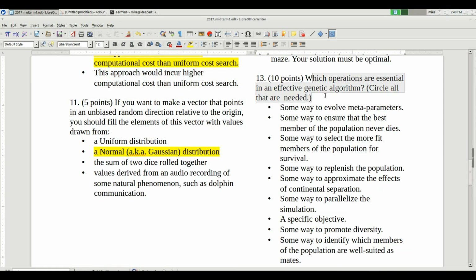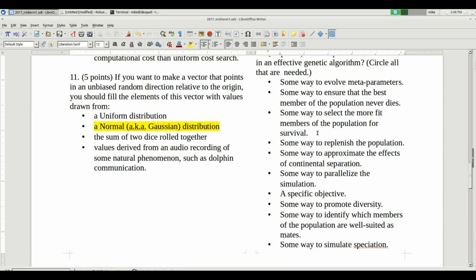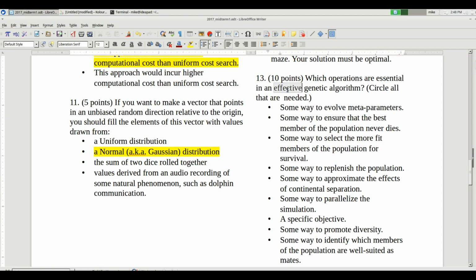Which operations are essential in an effective genetic algorithm? After I passed this one out, it occurred to me, dang, that's subjective. I regret that question, but, well, I did it. So by effective, I meant one that would work. I think that's what effective is generally understood to mean, but what I was going for is, what do you really need in a genetic algorithm? And don't tell me all the things that are great ideas.